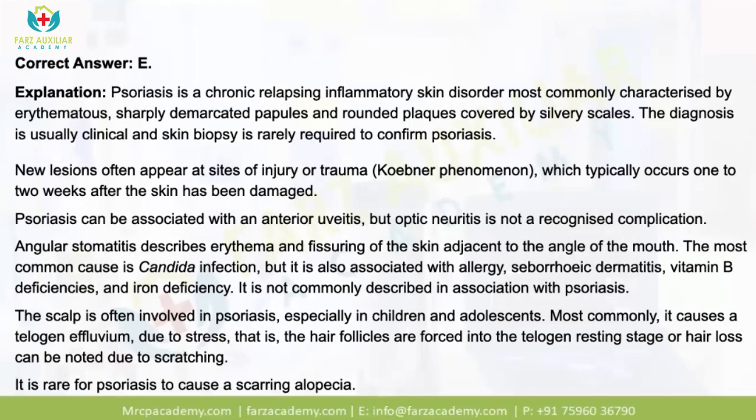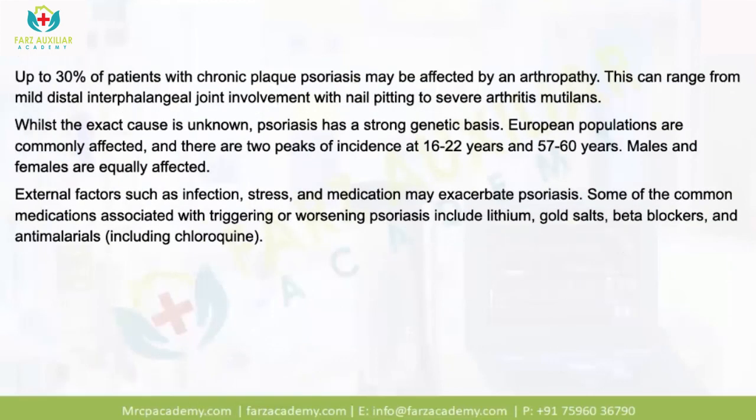The scalp is often involved in psoriasis, especially in children and adults, but it can cause telogen effluvium due to stress or because of excessive itching. They can experience some amount of hair loss, but usually there is no scarring alopecia, or hair loss due to the disease itself. Up to 30% of patients with chronic plaque psoriasis may be affected with arthropathy. It can range from mild distal interphalangeal joint involvement to nail pitting to severe arthritis mutilans.